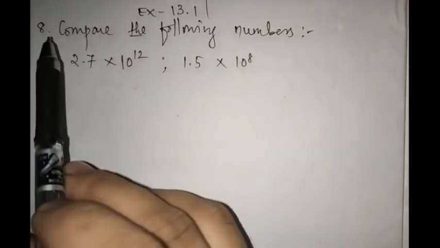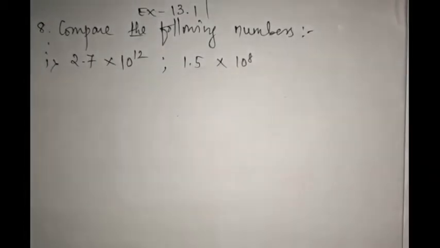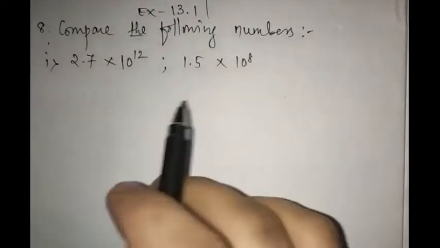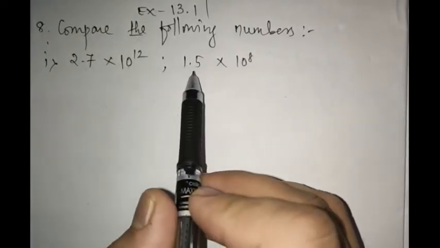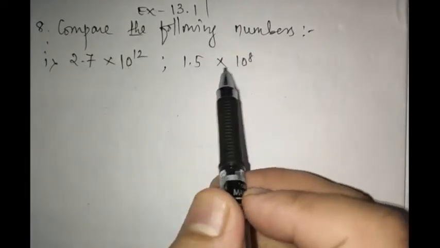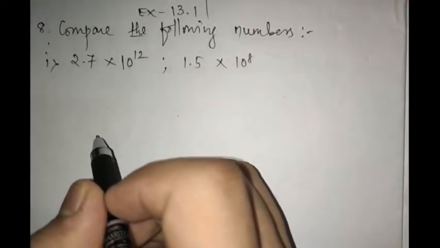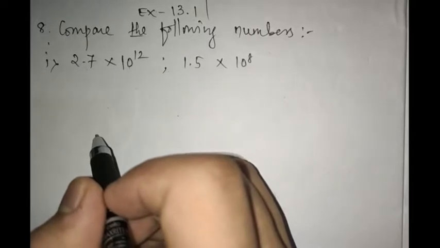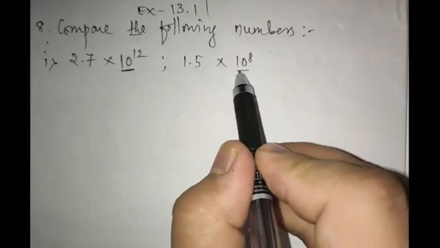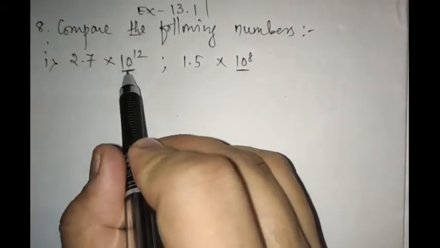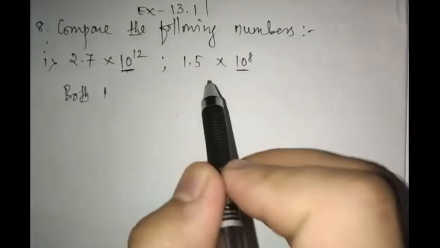So now moving on to question number 8. Compare the following numbers. Now compare means you have to identify which is greater among these two numbers. Okay, so one number is 2.7 into 10 to the power 12, and another number is 1.5 into 10 to the power 8. So here I'll show you the trick. I hope I have given you the concept regarding this, that you can see the exponential form wherever it has. Okay, both the bases are the same, so this will be easy for you all to compare.